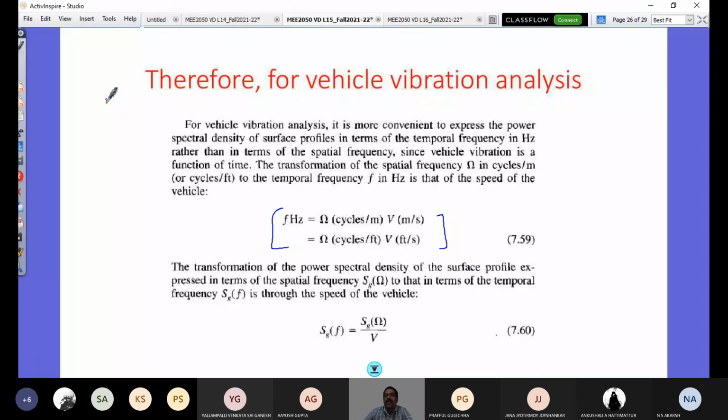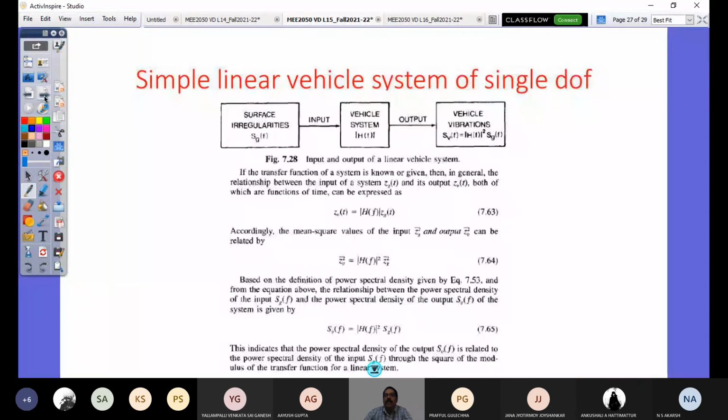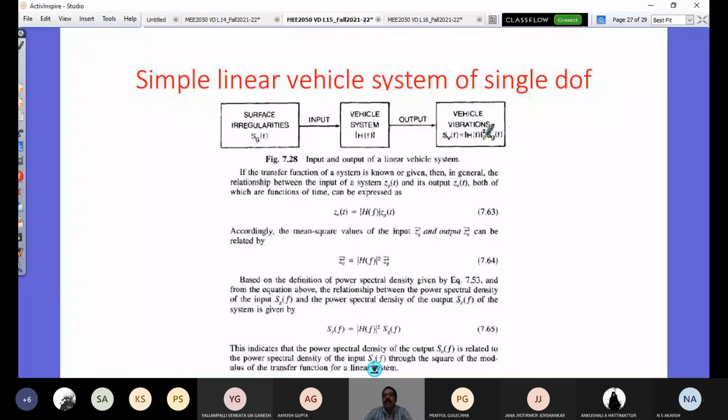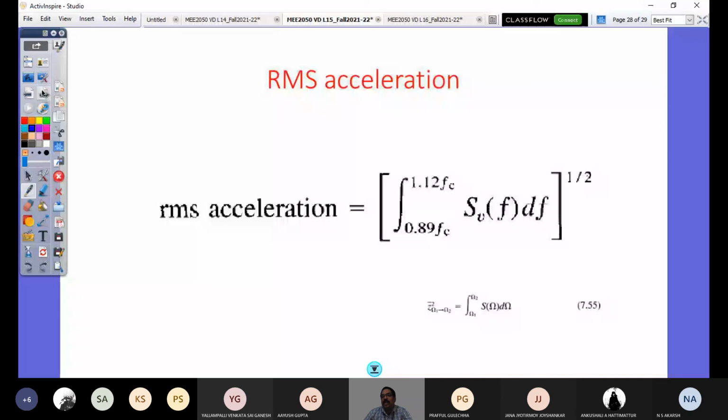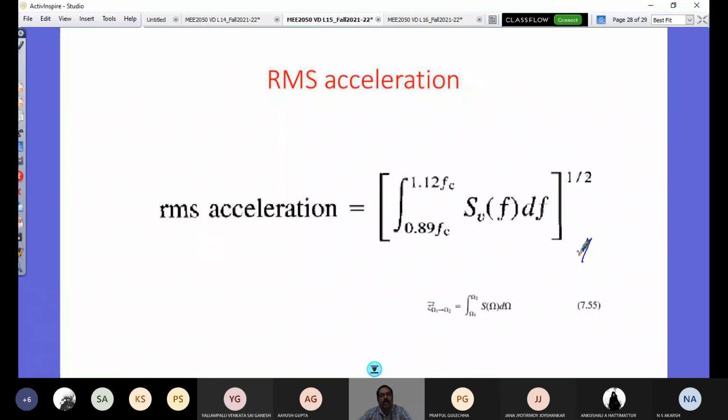What is that task? SG of f multiplied by your H of f, which is your transmissibility function, its modulus amplitude squared. This product is going to give you SV of f, and SV of f is put in your integral to get your RMS acceleration. So this is how you would represent your real road as a random function, and find your RMS acceleration.